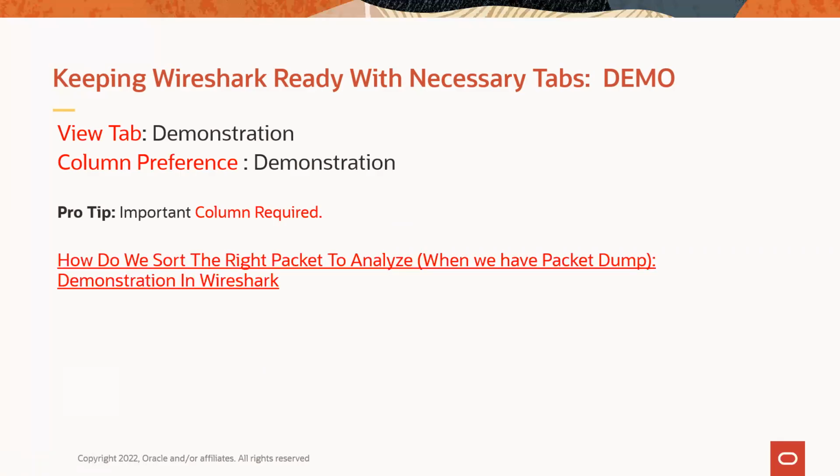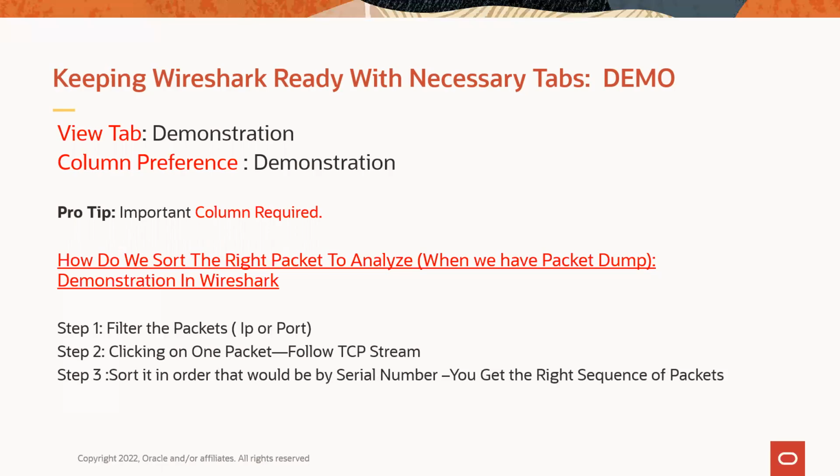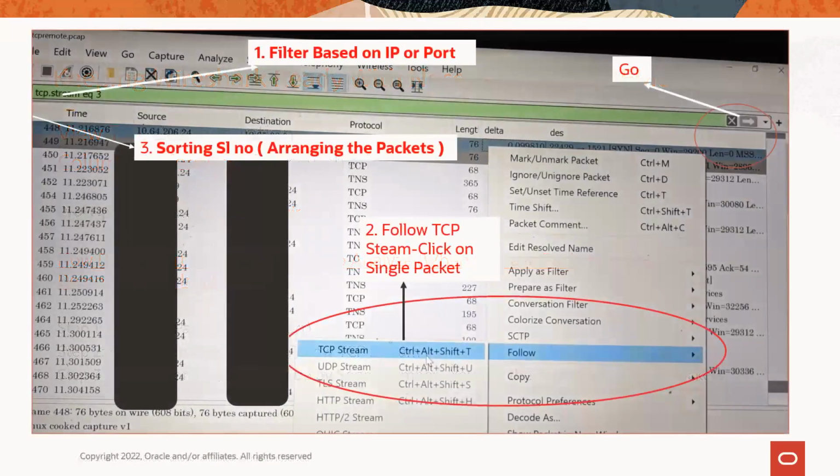Then after that, how do we sort? You'll be like, okay, I have a dump of data captured with tcpdump, and I'm putting that dump of data into Wireshark. How do I sort these packets? Step one would be to filter the packets based on IP or port number. Click on one packet and do a Follow TCP Stream. Sort it by serial number to get the right sequence of packets. Just have a look at it. We will also have a hands-on demonstration of that.